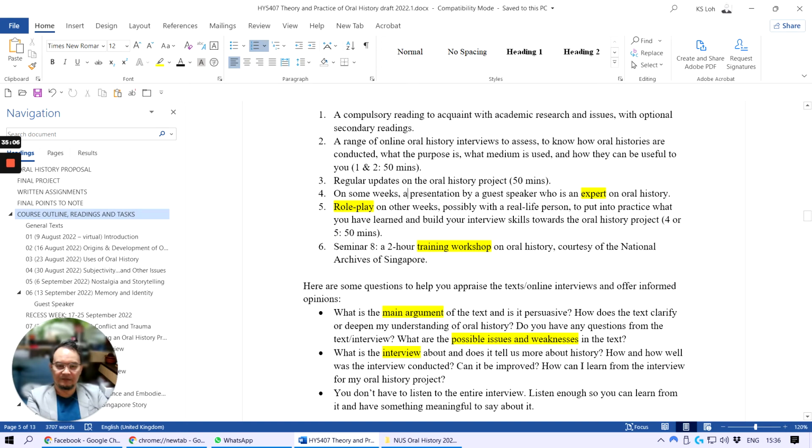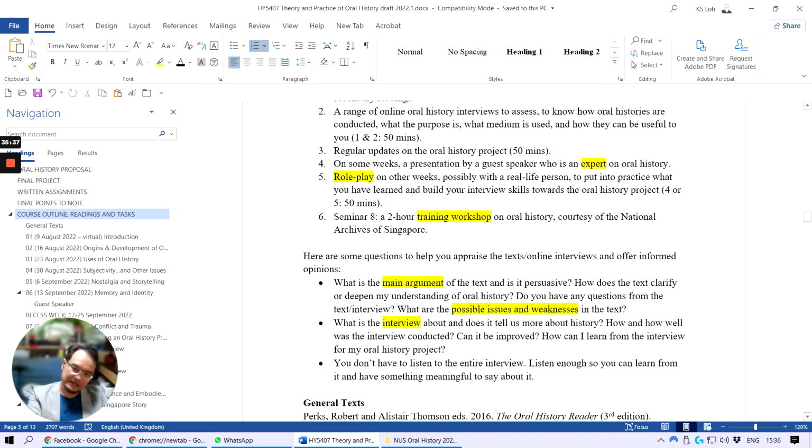All right. As I said earlier, on some weeks there will be a talk by an expert on oral history who will come and talk about their own work, and I think this is very interesting because I'm very excited about the lineup I've organized so far. We have people who have worked on very different kinds of oral history. I'm really interested to learn from them, as you should be as well. On some weeks, we will have 1 hour for these guests to come and talk to us.